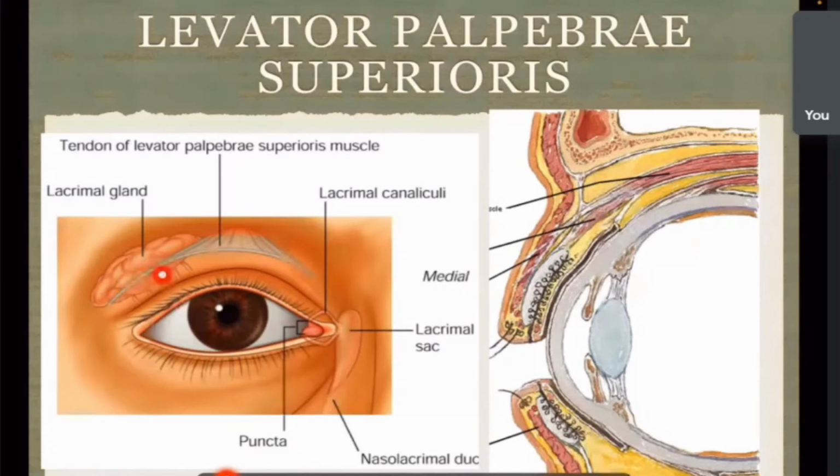If you look at this sagittal diagram, this is the levator palpebrae superioris, and it is dividing into 3 lamina: an upper lamina, an intermediate lamina, and a lower lamina. The upper lamina pierces the orbicularis oculi, and it is inserted onto the skin of the eyelid. The intermediate lamina is inserted to the upper border of the superior tarsal plate.